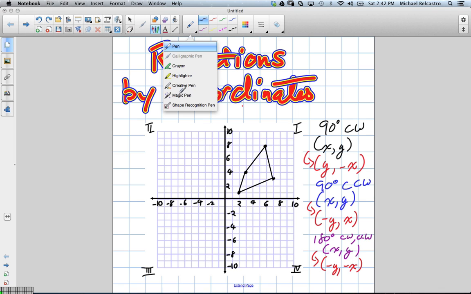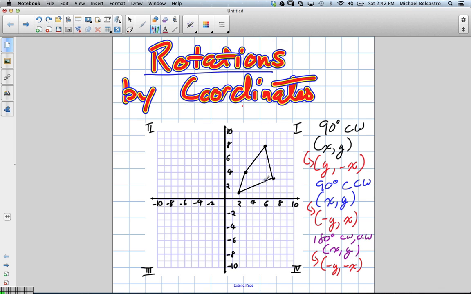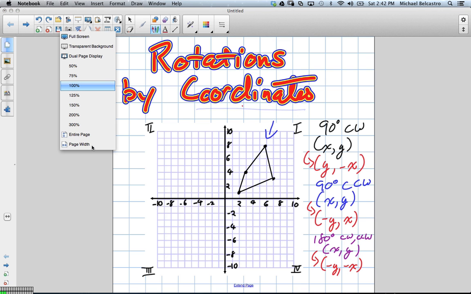We're going to do rotations. I've done rotations before in videos, but this one we're going to focus on by coordinates, okay? And we're going to come up with some rules. So we have our object here, and then we'll do a more difficult question. I'm going to zoom in a little.